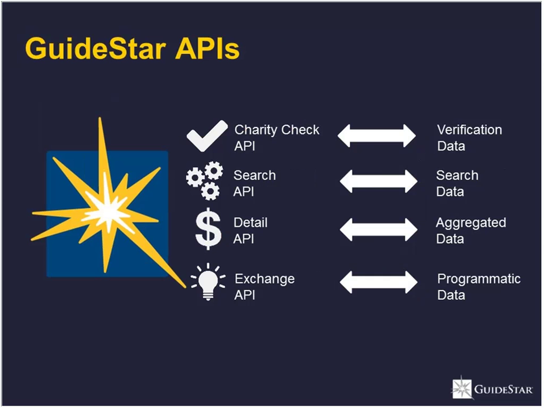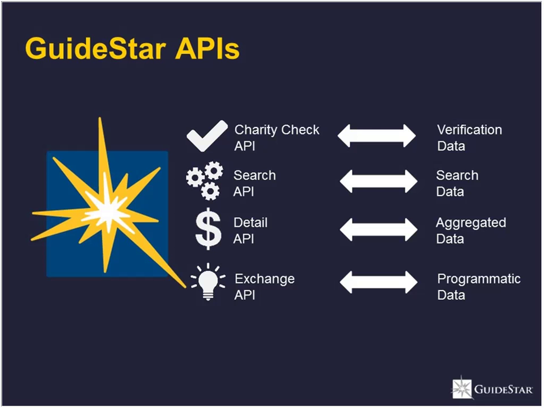Aggregated data, we're just saying that we get data from a lot of places and we're going to put it all together, but we're only going to give you the one organization name. Organization name is a good example of a piece of data that actually comes in on a lot of data sets that we consume. But through the Detail API, we'll give you the one, and we'll give you one address.